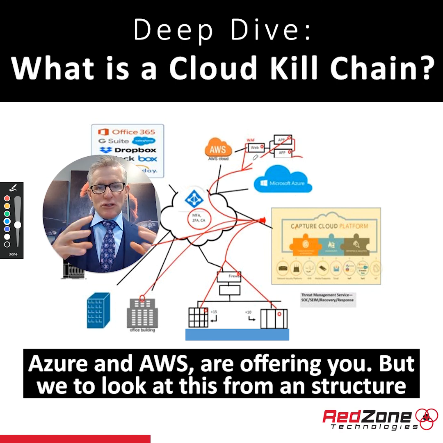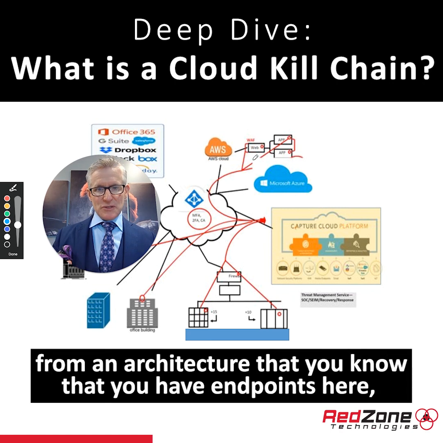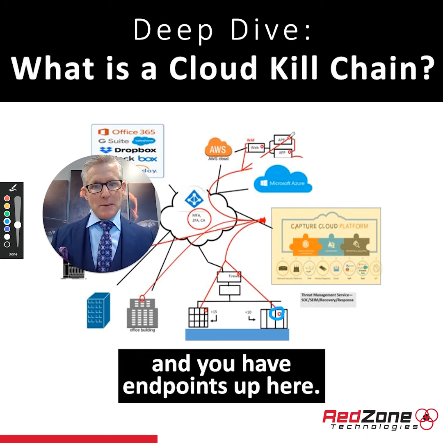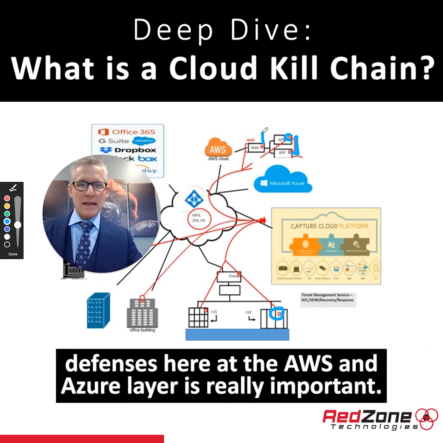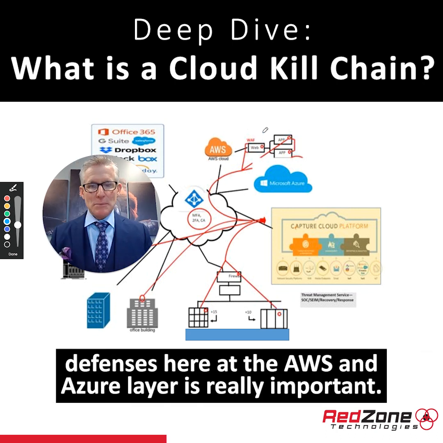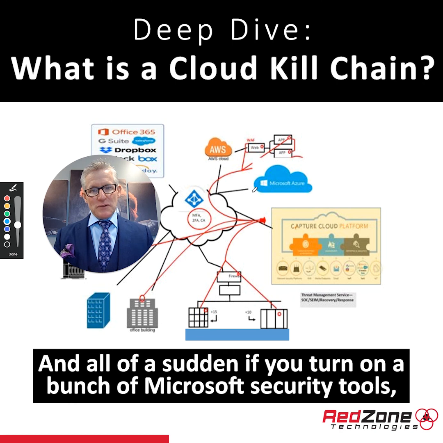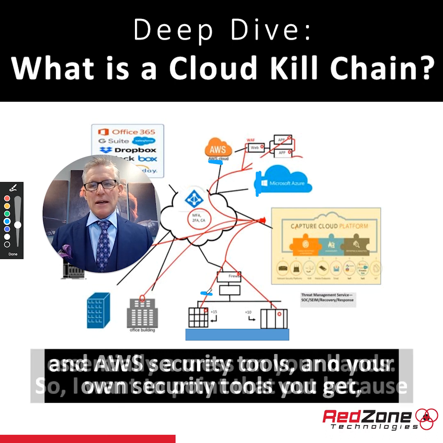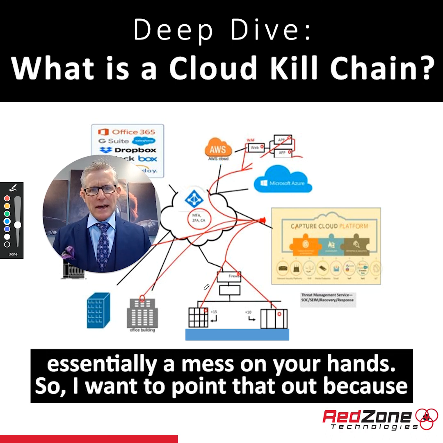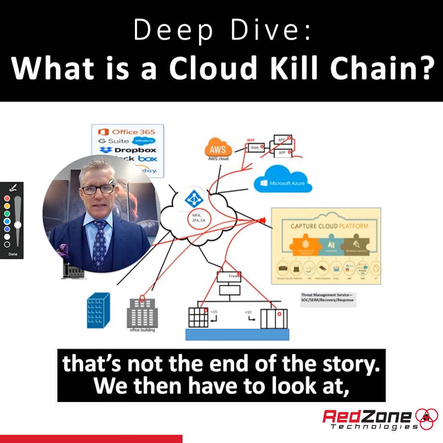But we need to look at this from an architecture where you have endpoints here and you have endpoints up here, and having lateral protection between systems and having the appropriate defenses here at the AWS and Azure layer is really important. And all of a sudden, if you turn on a bunch of Microsoft security tools and a bunch of AWS security tools and your own security tools, you get essentially a mess on your hands. And so I want to point that out, because that's not the end of the story.